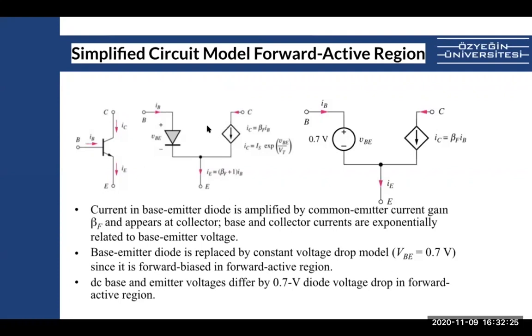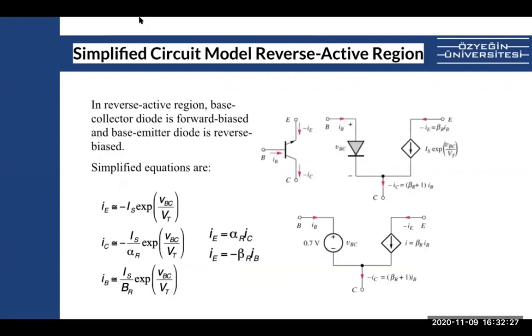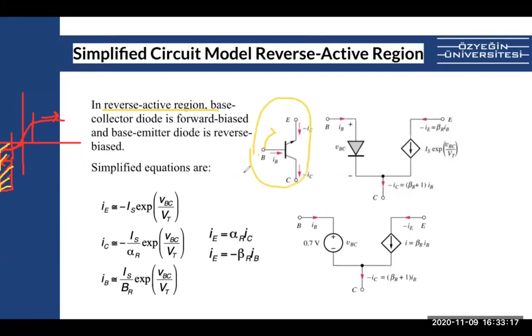And for the other region, which is called the reverse active region, what is happening is that the base-collector diode is forward biased and the base-emitter diode is reverse biased, right? I don't know why it came out this way, but it just flipped vertically. But basically, this base-emitter diode is off and the base-collector diode is on. So what we care about is this base-collector diode.